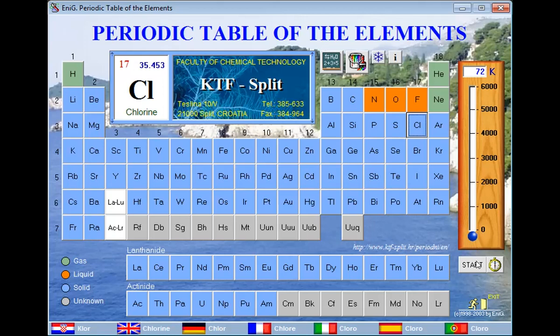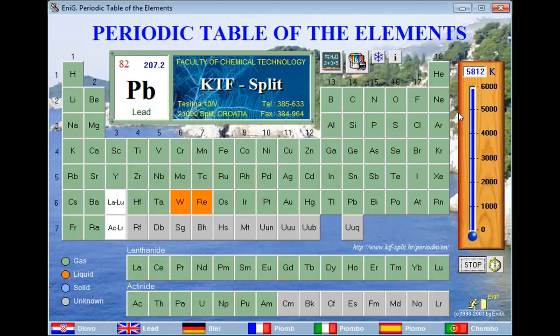So let's have a look at this periodic table. I'm going to start. Now see what is happening with this. Now the colors which were for solid are converted into liquid. And as the temperature increases, the temperature is shown over here, these brown colors are converted into this light green color, that is the gases. So this is the transformation of matter.